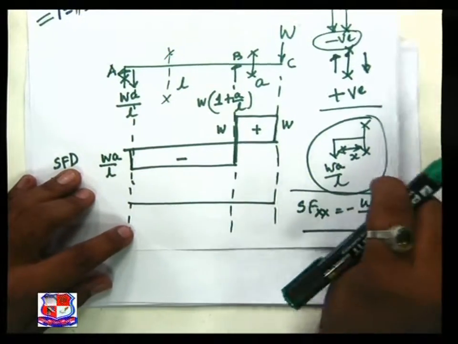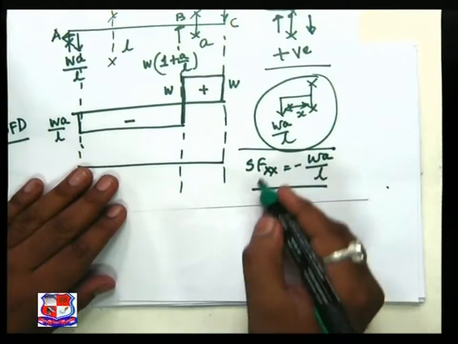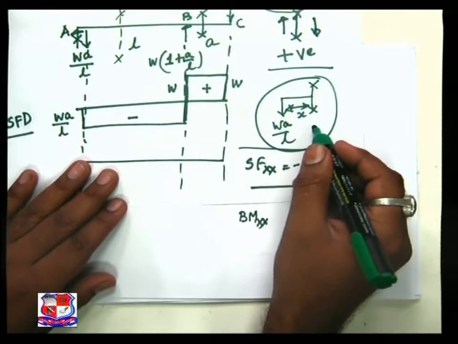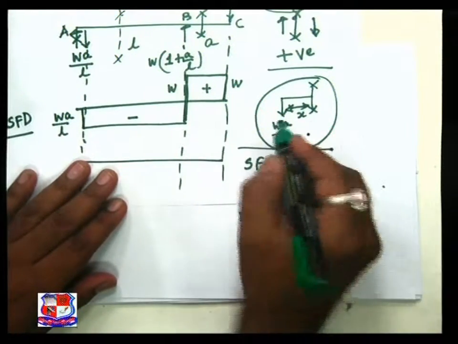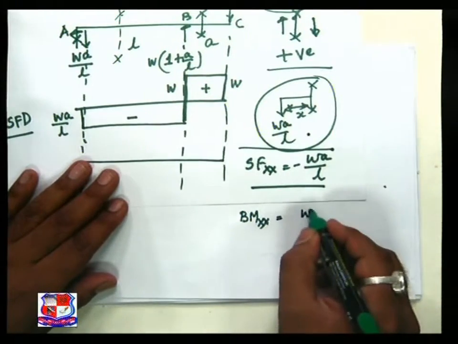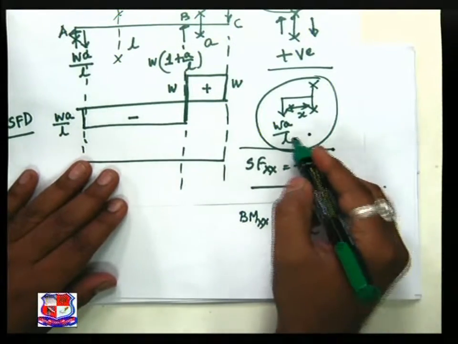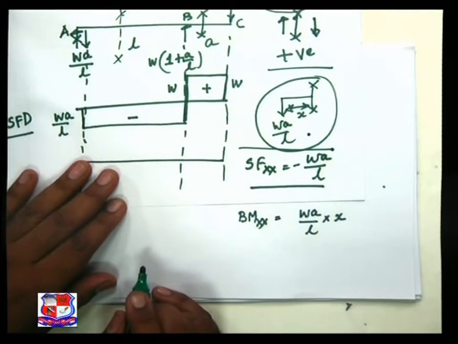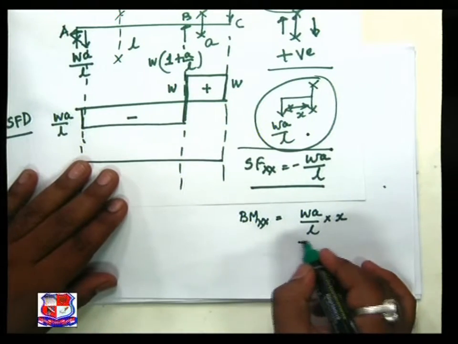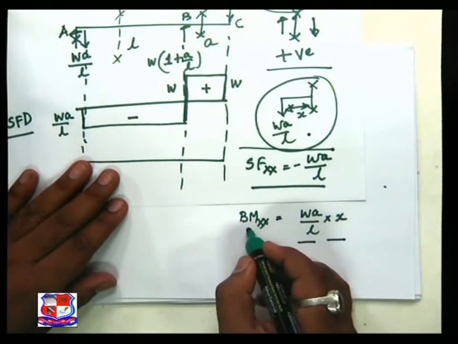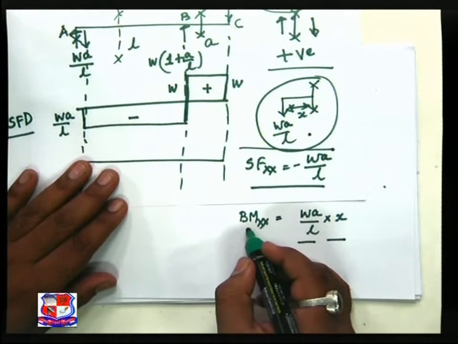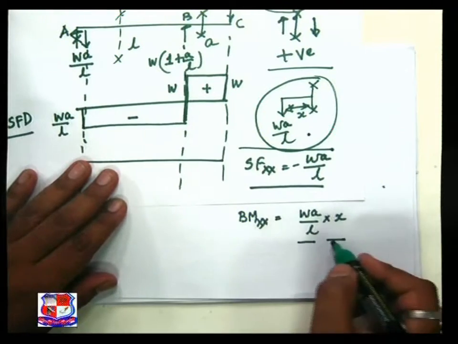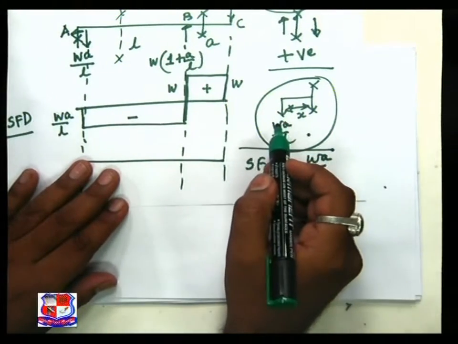Now we have to take the bending moment at XX in this region. This is our basic section XX, and its left part is equal to WA by L, because a single force is there, multiplied by X. And what is the sign convention? Force multiplied by distance is nothing but the moment, and the algebraic sum of the moments to the left is known as the bending moment, which we have found out because a single force is acting.